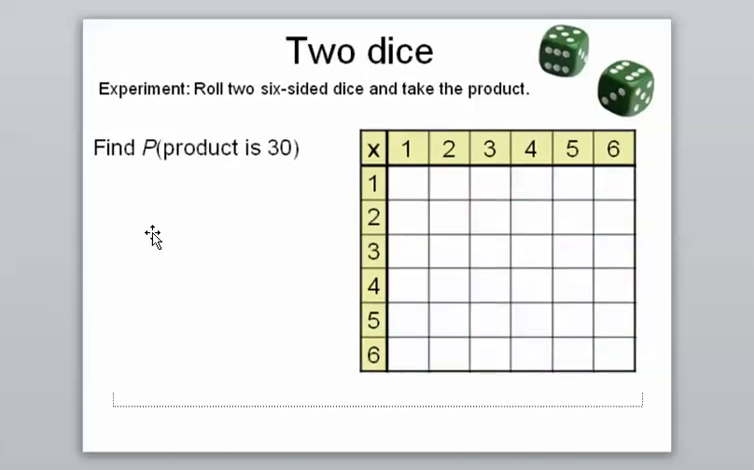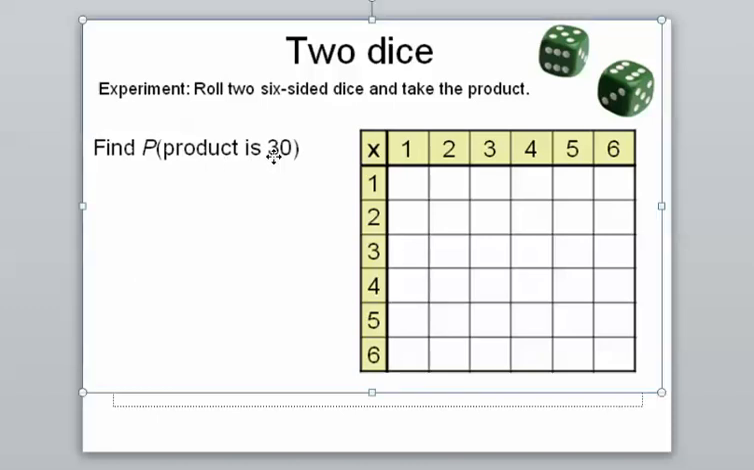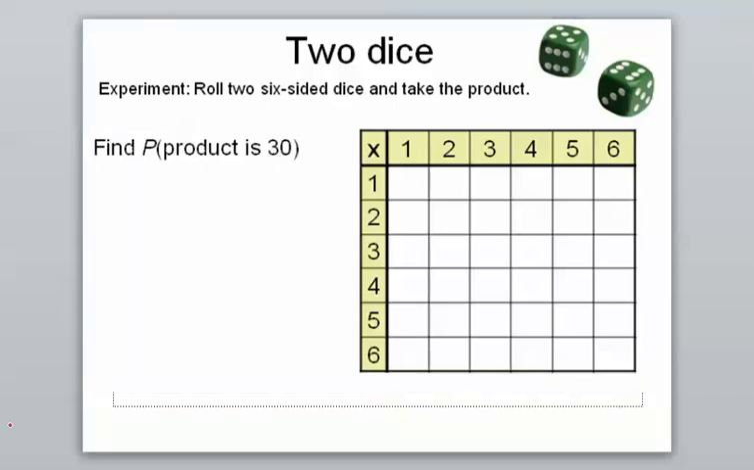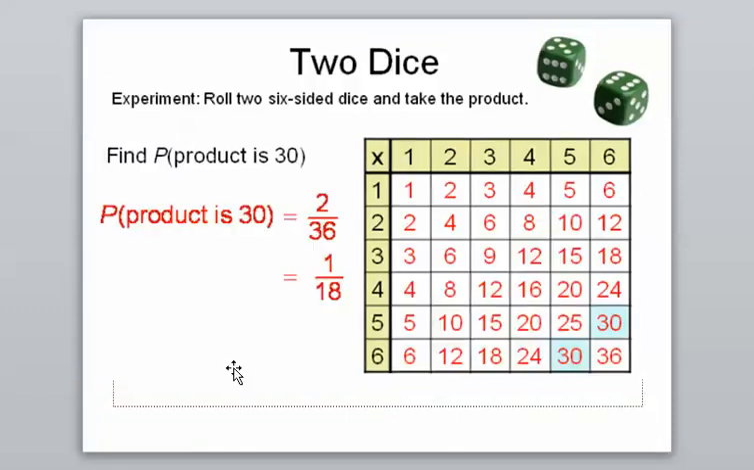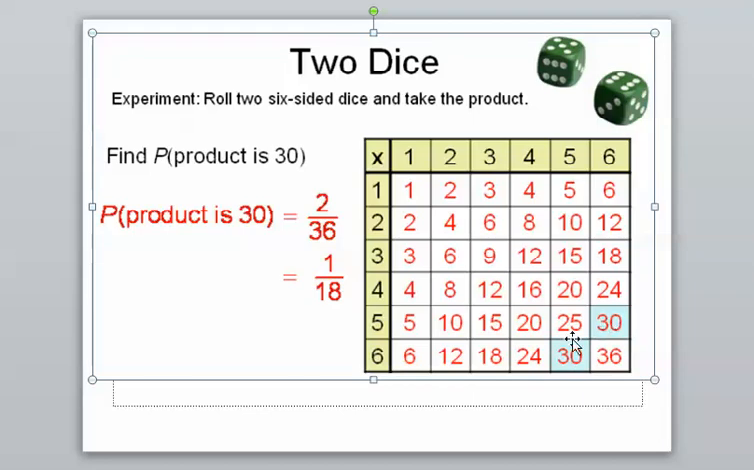Let's look at another one here. Find the probability of the product being 30. Well, that means filling out the table to get the products. It's already been done for me, and I can see there are 2 of them that have 30, so that's 2 out of 36, or 1 out of 18.